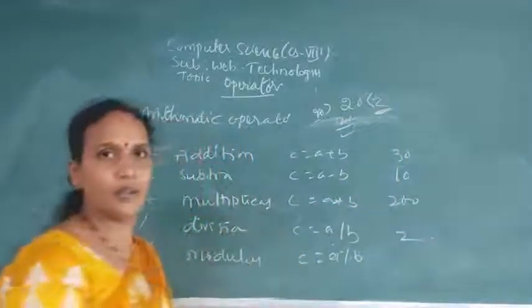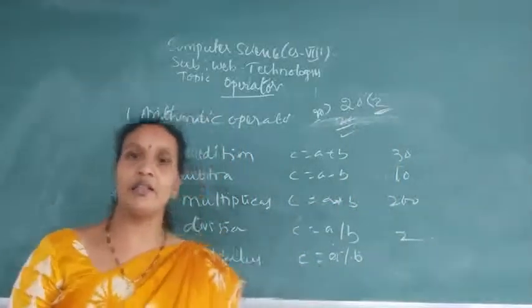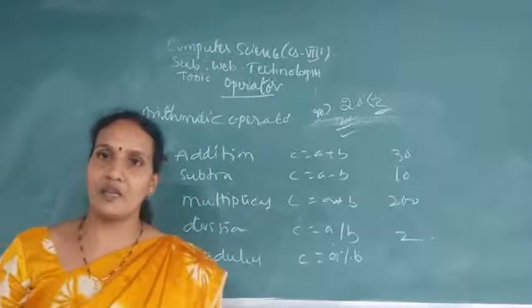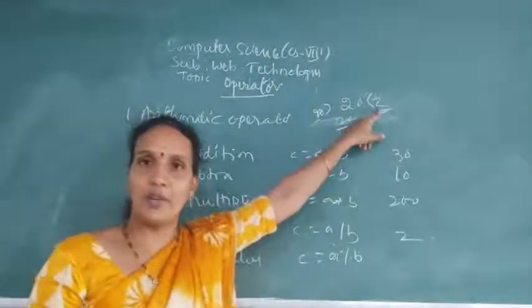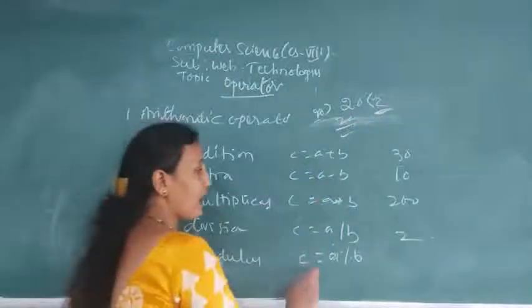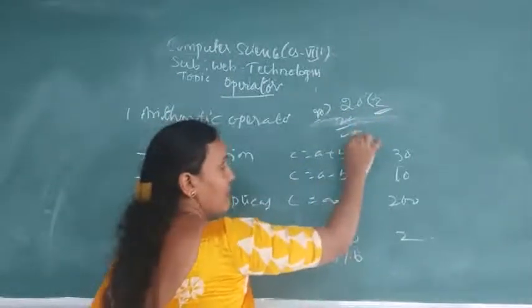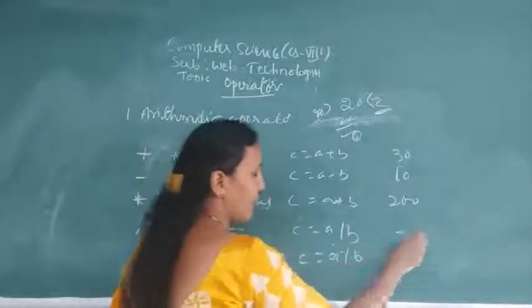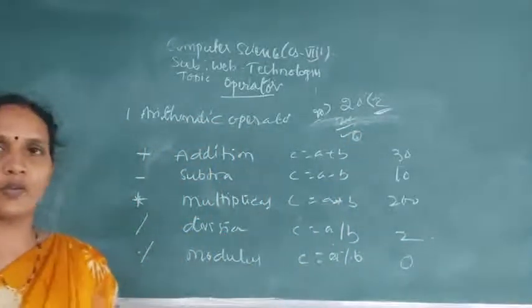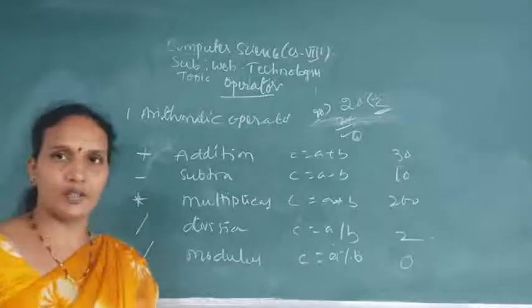So if you are dividing one operand by another, what will be your answer? Whatever quotient you get, that will be your answer. So 2. C equals A modulus B. What is the answer here? What is the remainder? 0. What is the modulo? Your result will be 0. Okay, so these are the arithmetic operators.